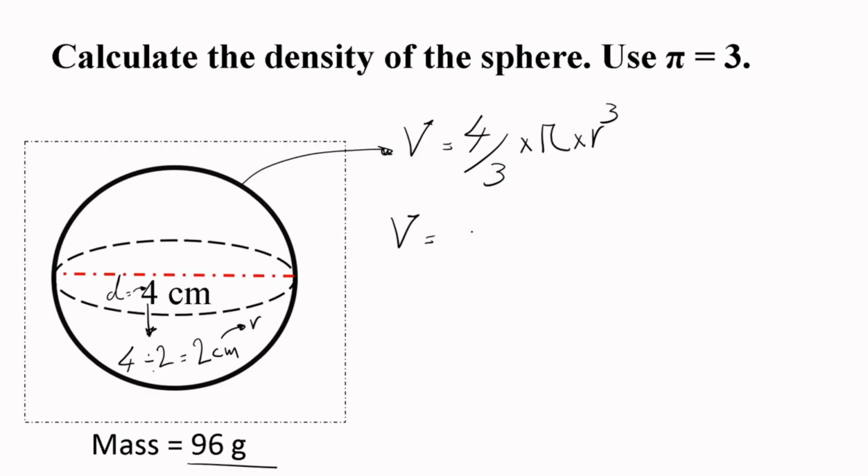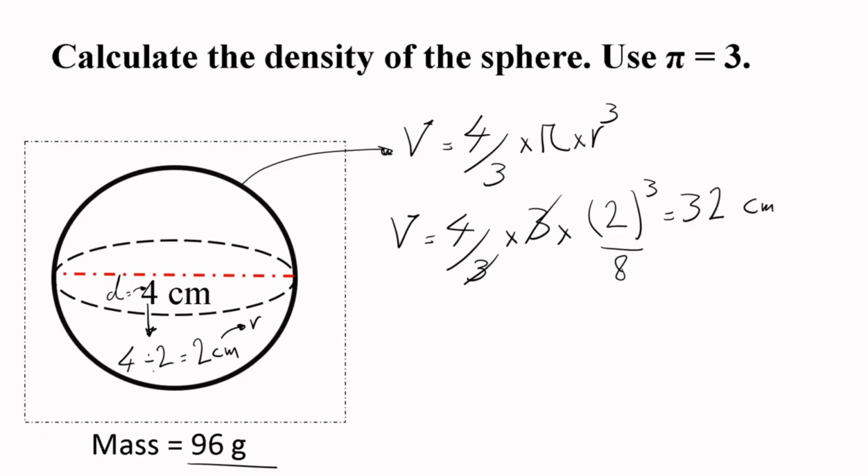So V is going to be 4 over 3. Do I have pi? Yes, the question says that I can assume pi is equal to 3. And I have the radius which is 2. These two are going to cancel each other out. 2 to the power of 3 is going to be 8, and 4 times 8 is going to be 32 cubic centimeters, because I have the radius based on centimeter.